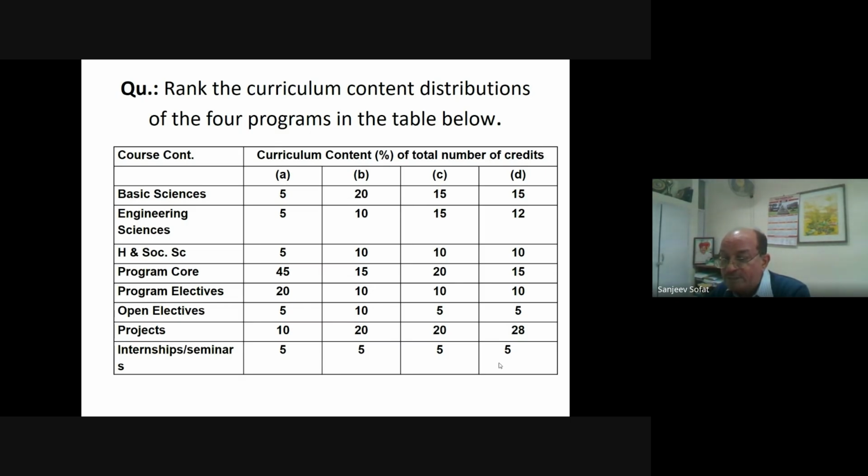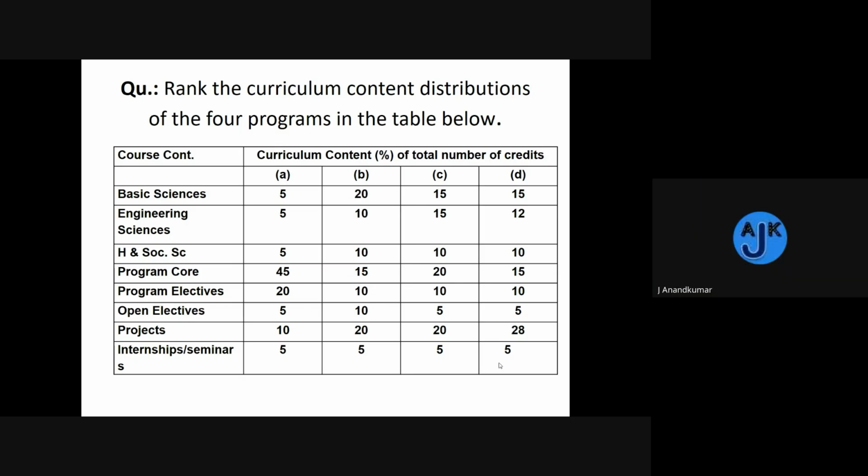Rajnish, you have to tell me which one is balanced, because you're writing a name and other things here. Okay, J. Anand Kumar says C. Can you tell me the reason, Dr. Anand, why you're saying C is balanced? Sir, actually in C, the program core is well balanced. All other basic science and engineering also are to some extent balanced. But if you see B and D, maybe one factor is more and others less. If you come to A, program elective and program core will be overloaded.